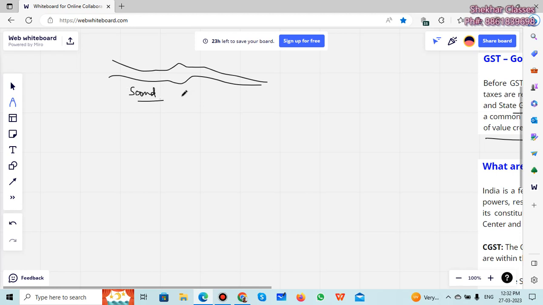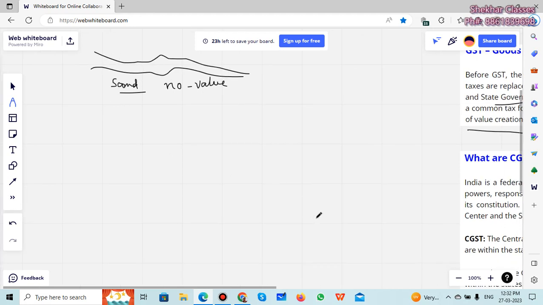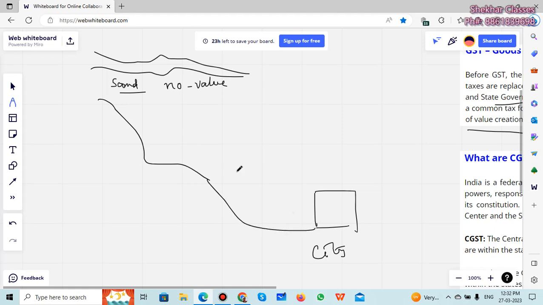Now somebody can tell me, what is the value of sand in the river bed? No value at all. It doesn't have any value. But if the same sand is brought to a city, where is it? This is the city, right? A person brings it from here and brings it to the city.